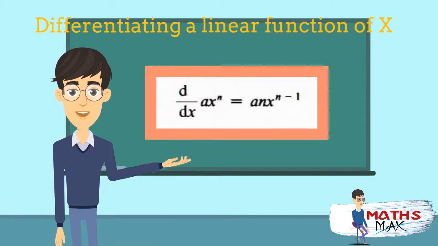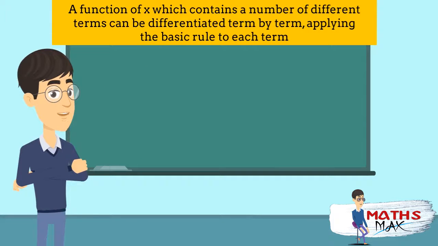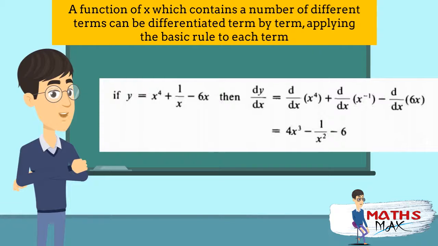Now, we can obtain a general equation for that, like this. Remember this. If a function of x contains a number of different terms, it can be differentiated term by term, applying the basic rule to each term. See this example.